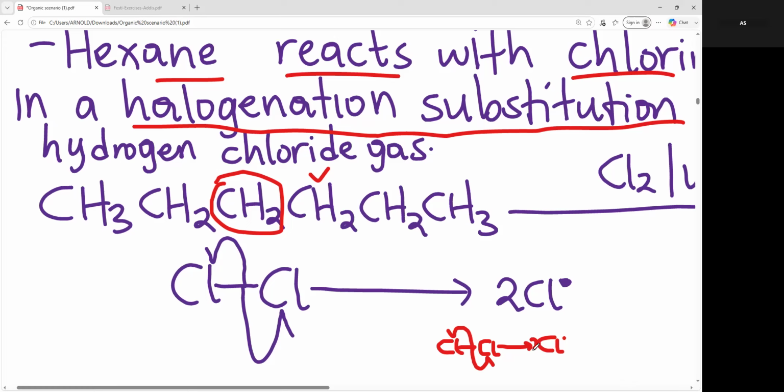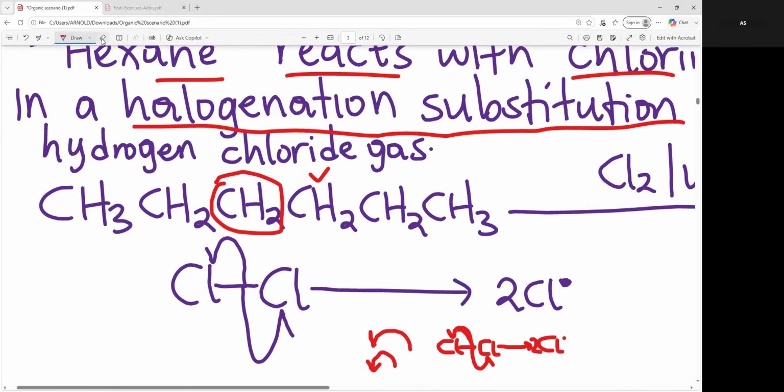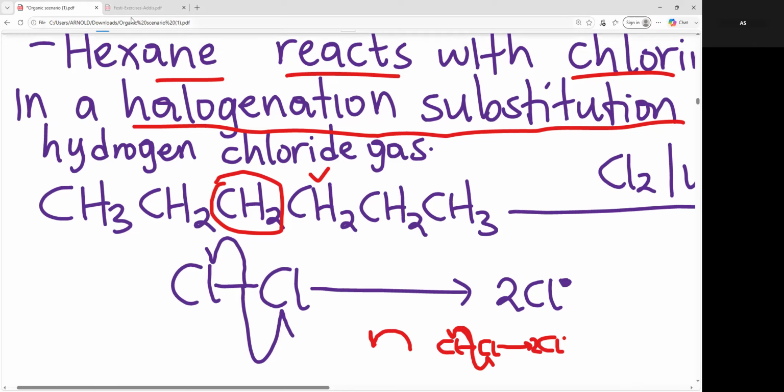Now, what is important to note here is that these are half arrows. Colleagues, these are half arrows. Hope you can see. Why are they half? I am demonstrating movement of one electron. If it is a full arrow, then you are demonstrating movement of two electrons. This is full, so that in this case is not valid because we are demonstrating movement of one electron.